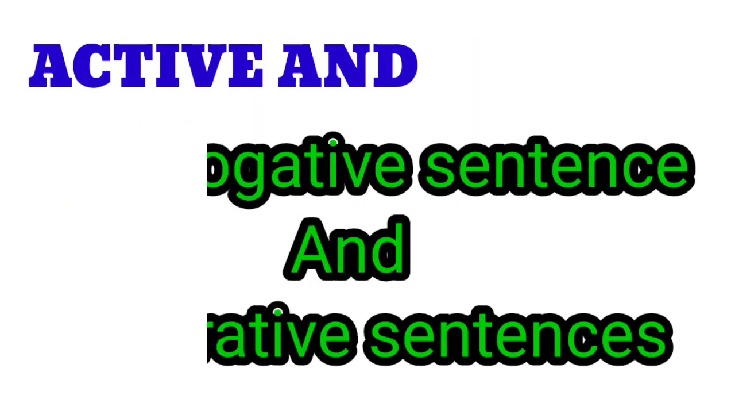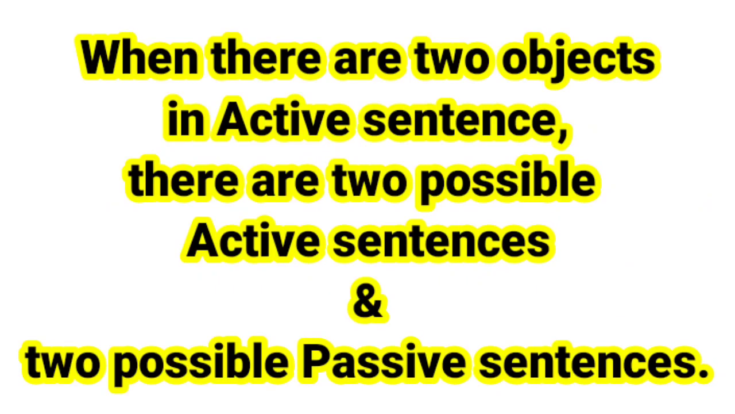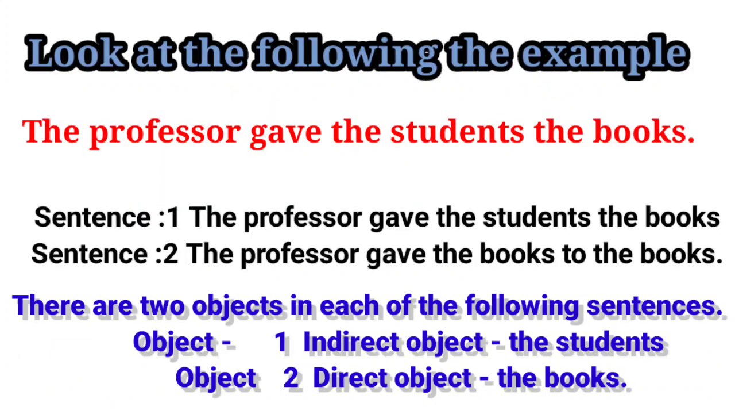Okay friends, let us come to the topic. Active sentences with two objects in passive. When there are two objects in an active sentence, there are two possible active sentences and two possible passive sentences. For example, the professor gave the students the books.